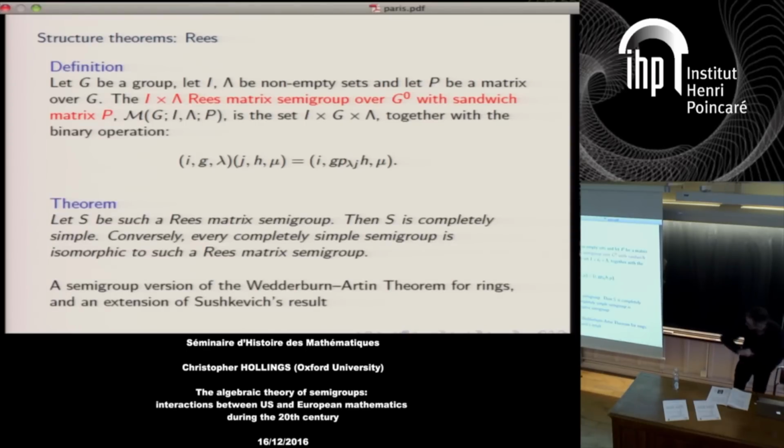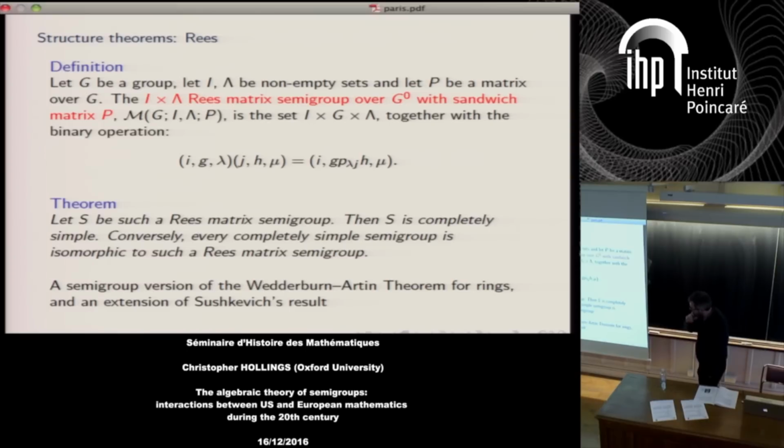Okay, and I should maybe comment that this is a semigroup version of the Wedderburn-Artin theorem for rings, which gives you a characterization of simple rings as matrix rings. So we get to the beginning of the 1940s. Sushkevich has had a little bit of influence, and one or two people have played with semigroups a little bit, but Rees's paper seems to be the thing that really kicked things off.